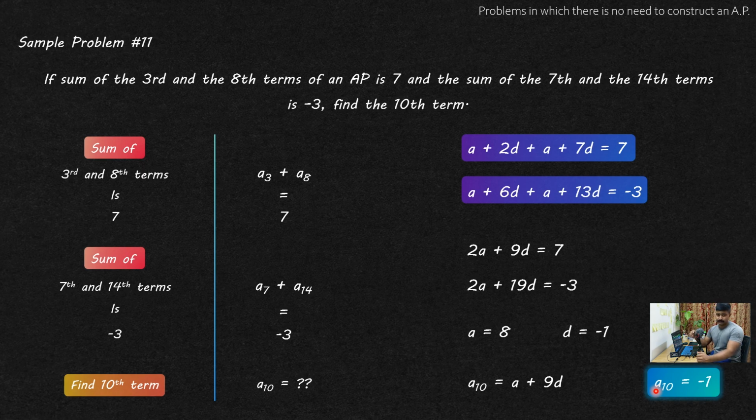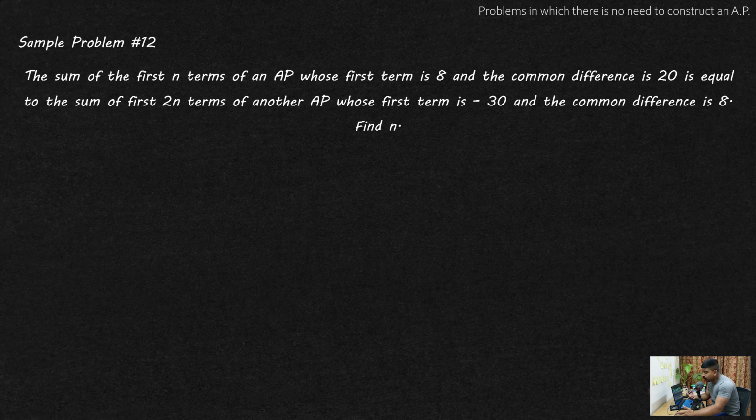So let's move towards our 12th problem. Sum of the first two n terms of an AP whose first term is 8 and common difference is 20 is equal to the sum of first two n terms of another AP whose first term is -30 and common difference is 8. Find n.